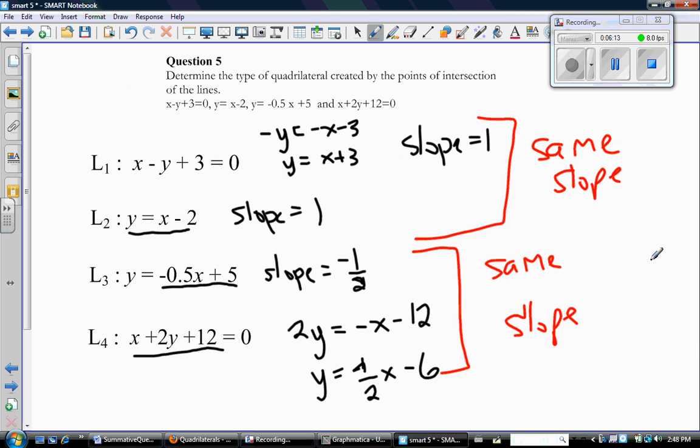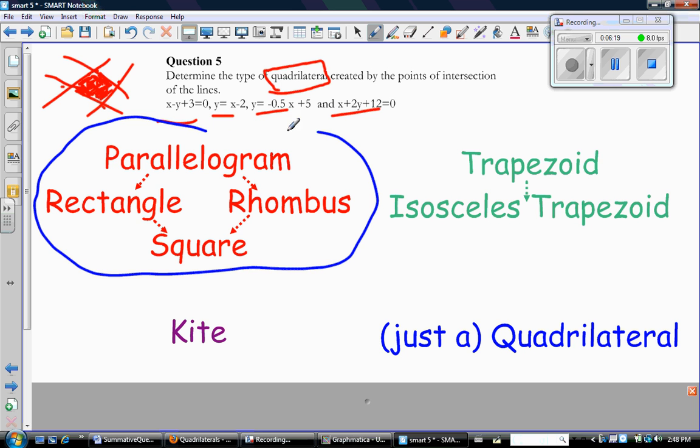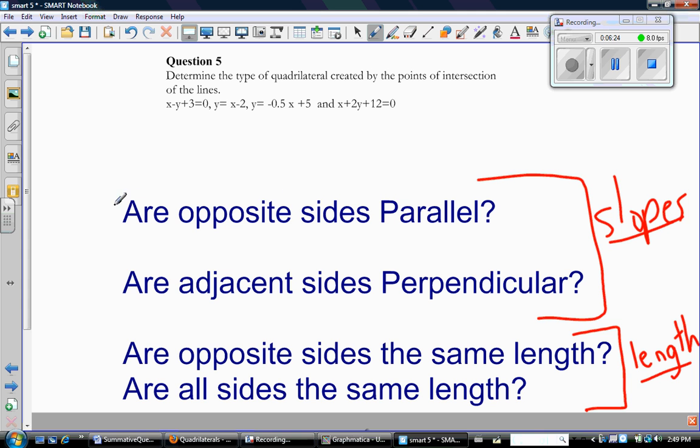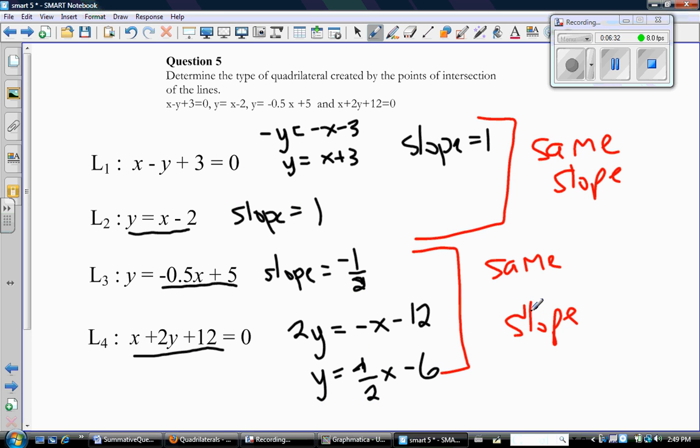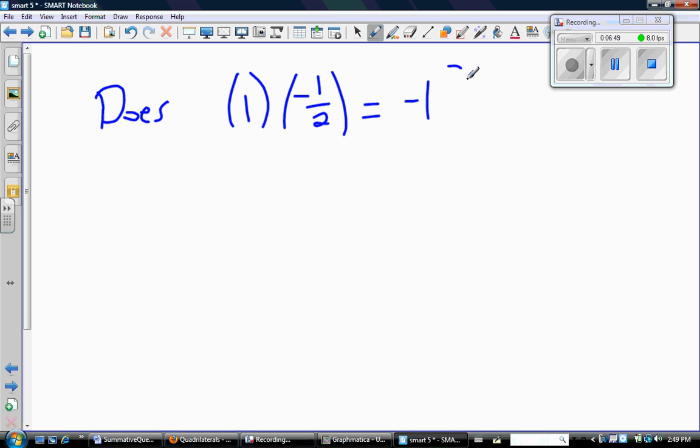So if we go back to our list of possible quadrilaterals, we know that we are working within this family. So it's either a parallelogram, a rectangle, a rhombus, or a square. So now that we've addressed this question, let's keep looking at slopes and address this question. Are adjacent sides perpendicular? So the slopes that I have for adjacent sides are 1 and -1/2. So, you know the answer already, but let's show it mathematically to get full marks. So does one slope times the other slope equal -1? Is this true? Well, no.